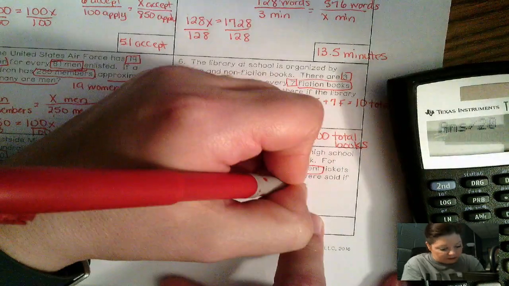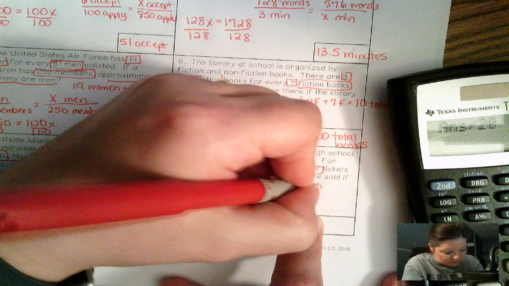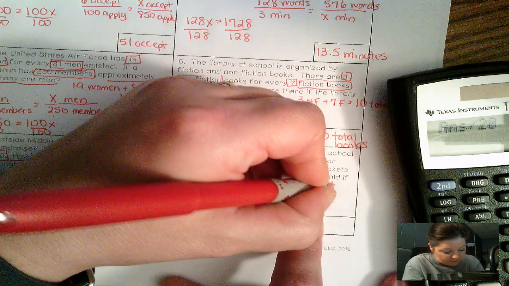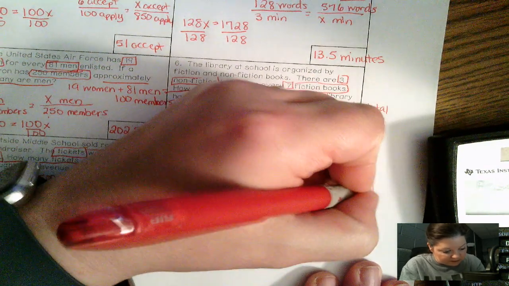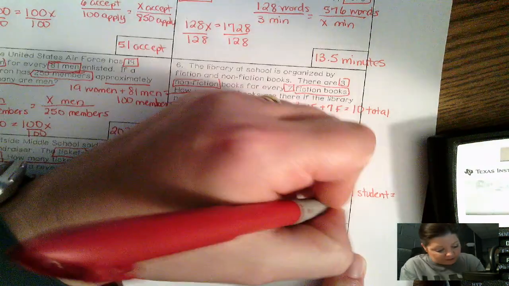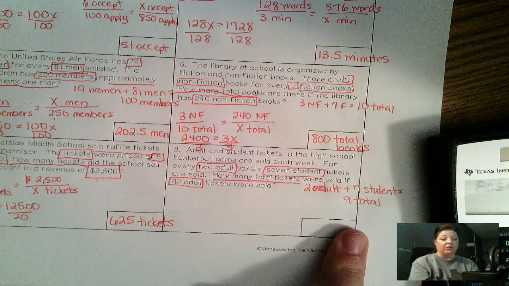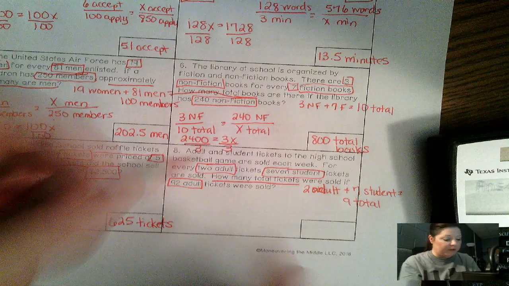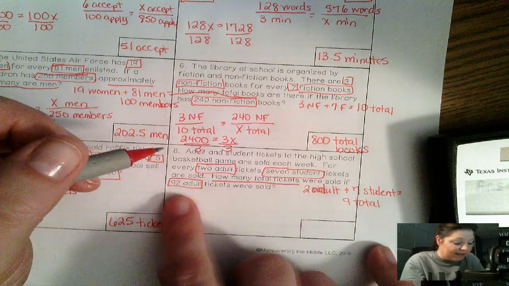So let's say 2 student, or sorry, 2 adult. If you can't read that, it's hard to read. AD plus 7 students is equal to 9 total. So 9 total tickets. So that's our part, and our whole for our ratio, okay? So what are we looking for? It says how many total, so that's our X, if we have sold 92 adult.